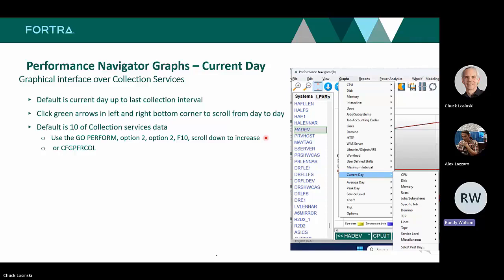So even though it says current, just like at the historical data, if you look at today, you can click a little green button in the lower right or left-hand corner to scroll to the previous day, or go forward if you're looking at previous days, right? Again, that go perform does require performance tools, and again, it's free. If you don't have it, you can download it.